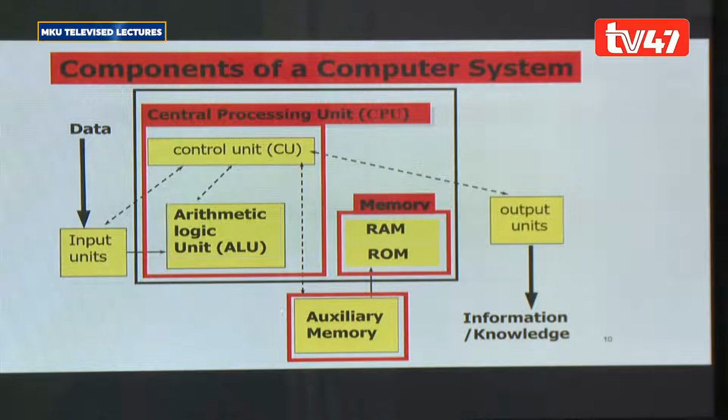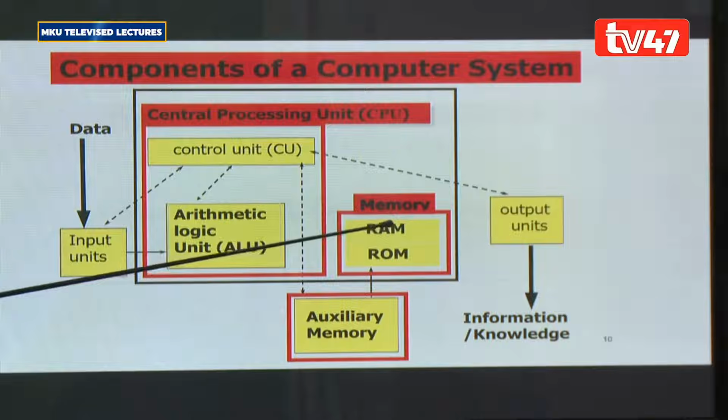All the simulation is done in the arithmetic logic unit. The other very important element in a computer is the memory. As earlier stated, we have two major types of memories. We have the random access memory and the read-only memory.